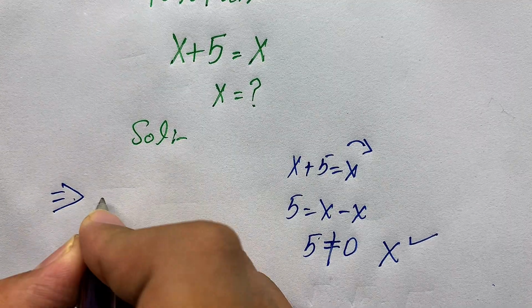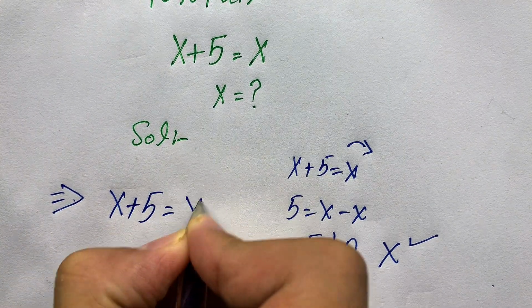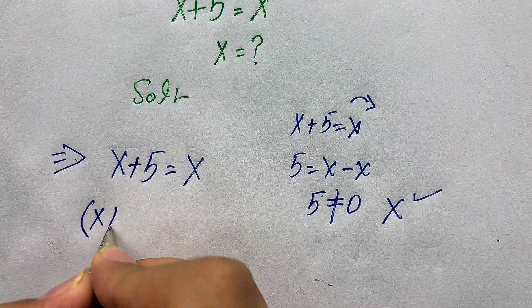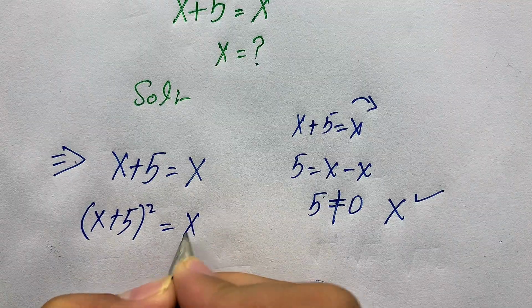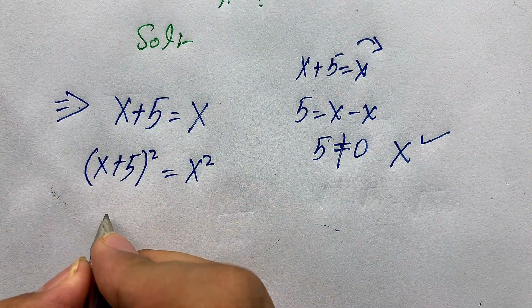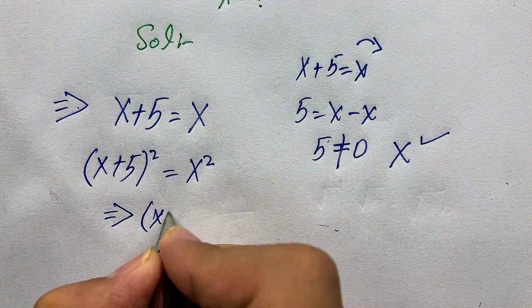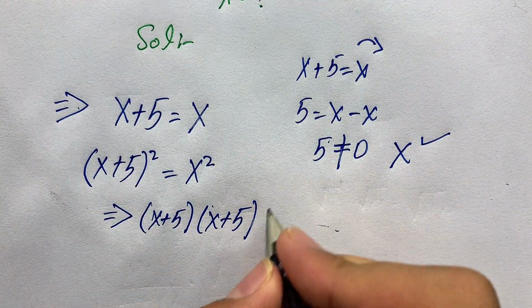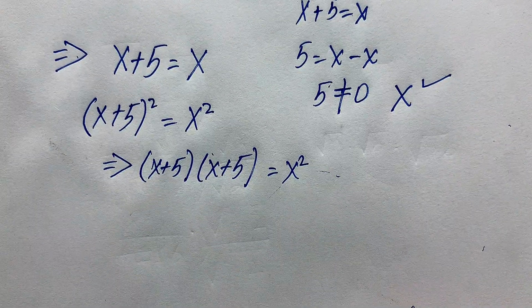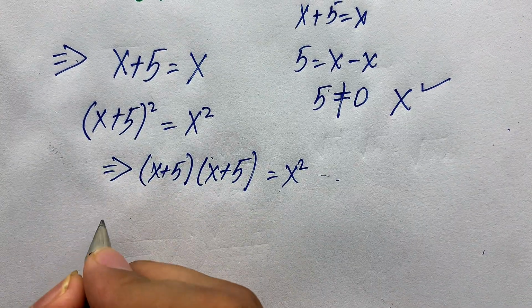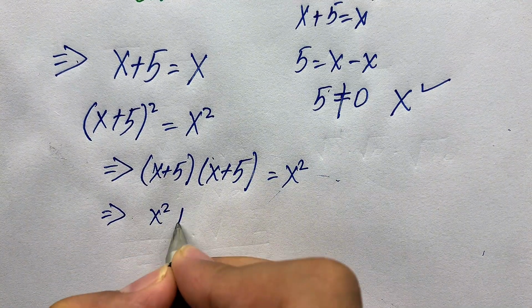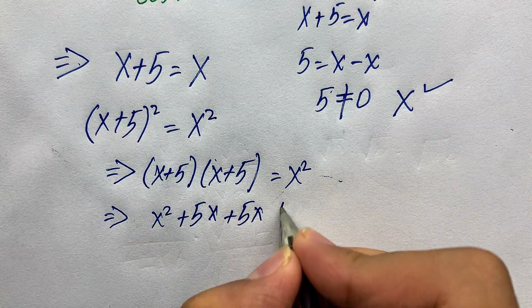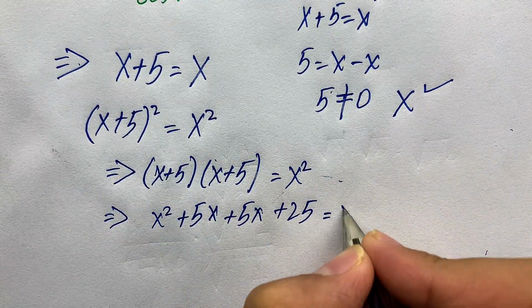Now we are solving x + 5 = x, and we take the square on both sides. (x + 5)² = x², and this will be (x + 5) into (x + 5) is equal to x². Now x² + 5x + 5x + 25 = x².